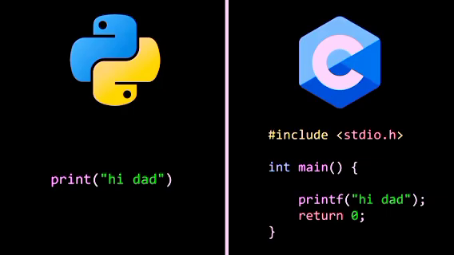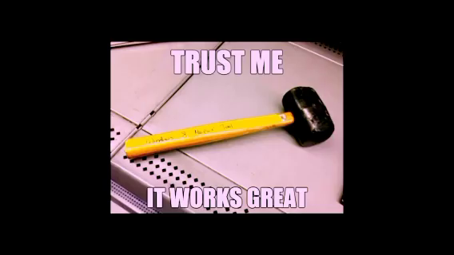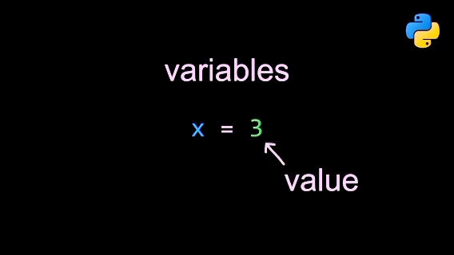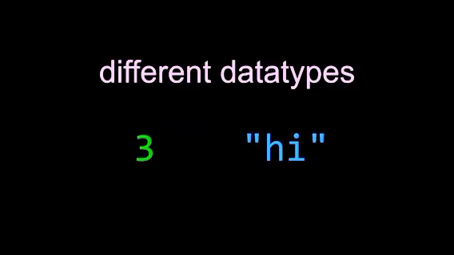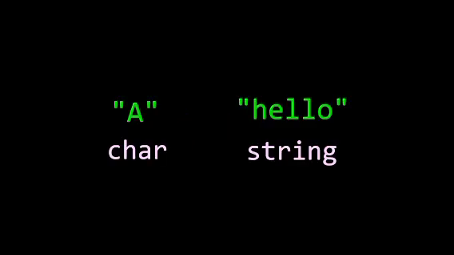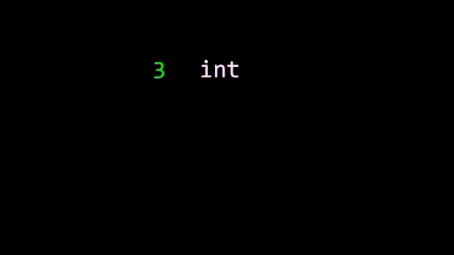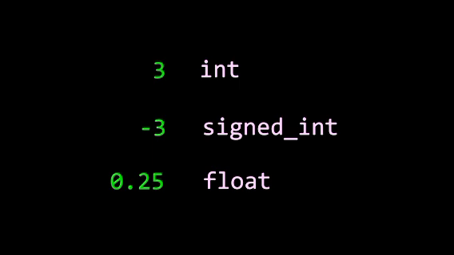Now, every programming language has different syntax, but there's some basic tools almost all of them have. The most basic way to use data is with variables, which assigns a value to a name which can then be reused and modified. Depending on the value, variables can have different data types. For text, there's single characters and strings of multiple characters. For numbers, there's integers, which can also be signed if they're negative, and floating point numbers for decimal values.